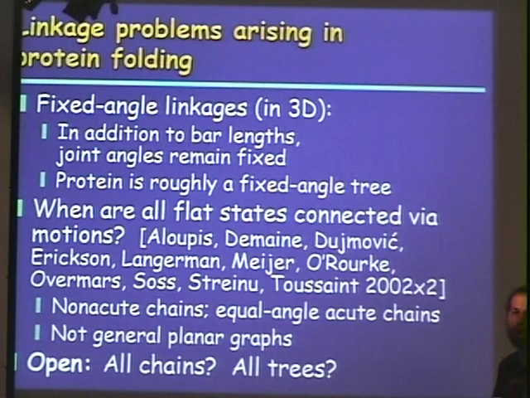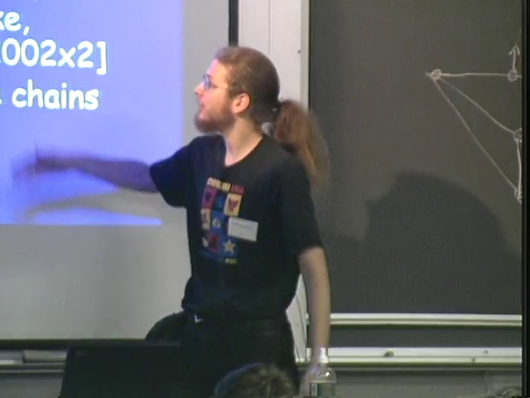There are also lots of cool linkage folding problems, just pure mathematical linkage folding problems that come out of protein folding. So one model is the fixed angle linkages, where in addition to an edge length staying the same, you also constrain that the angle stays the same. So then all I can do with my arm is spin it around here. I can't change this angle. A protein is roughly a fixed angle tree.